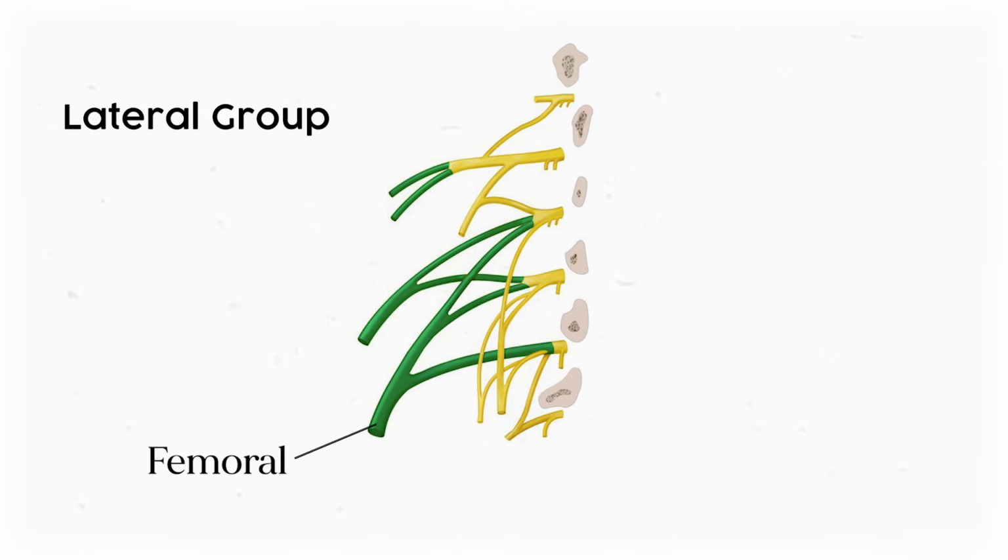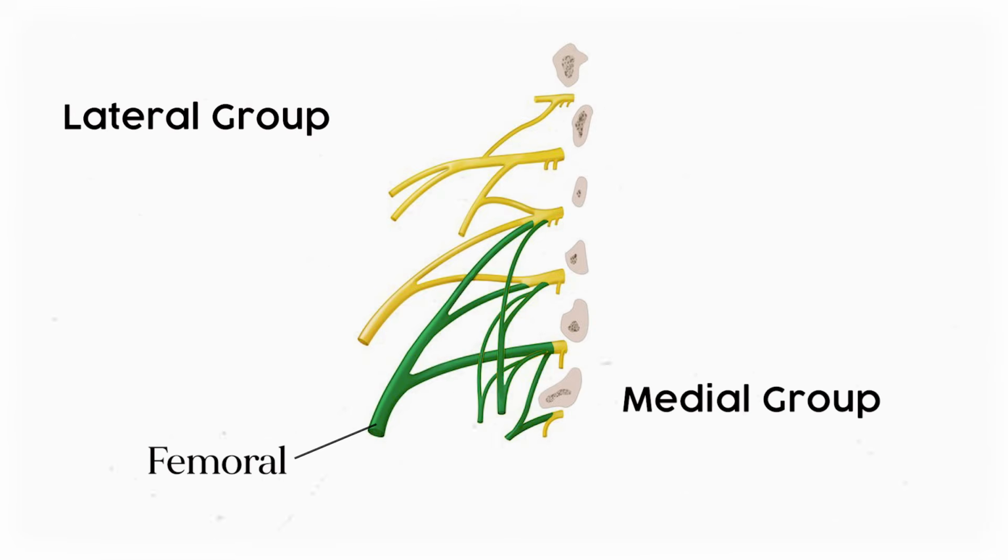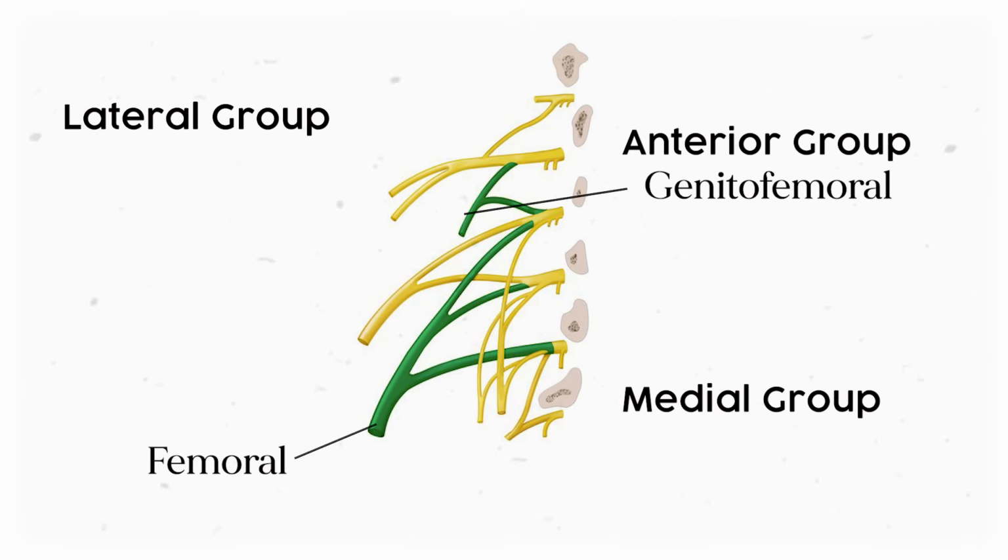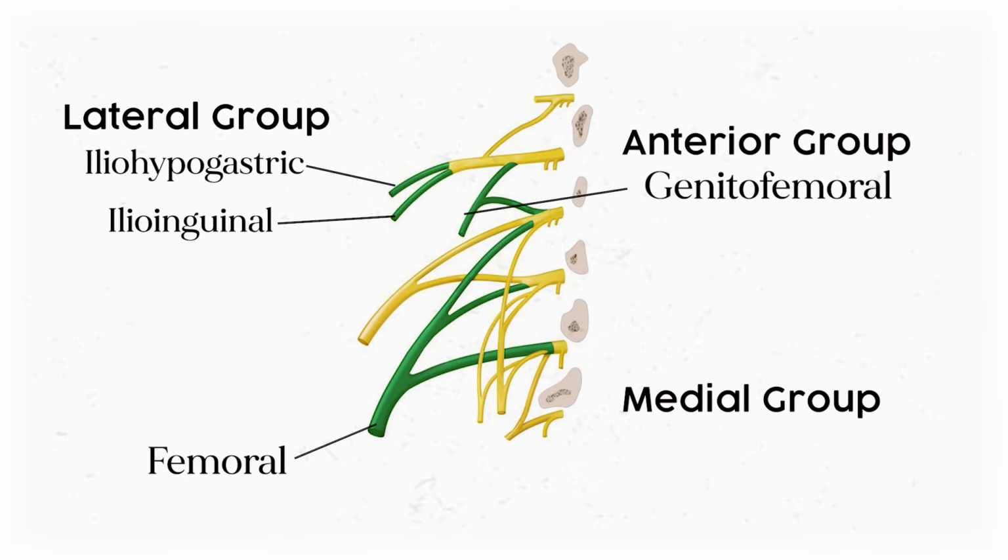it like your anchor. Most of the nerves superior to it are the lateral group, and all the nerves inferior to it are the medial group. The exception is the genitofemoral nerve, which is the only nerve in the anterior group. Label that one right away so you can move on to the lateral group. From there, it's iliohypogastric and ilioinguinal.